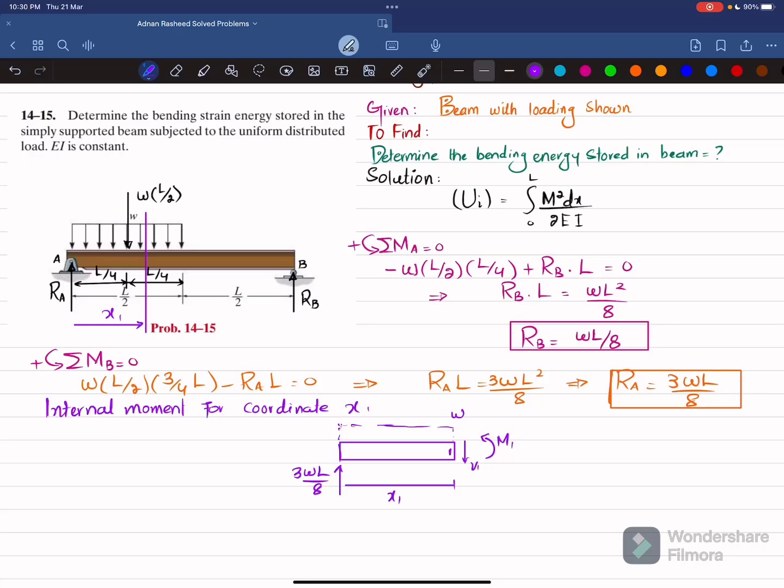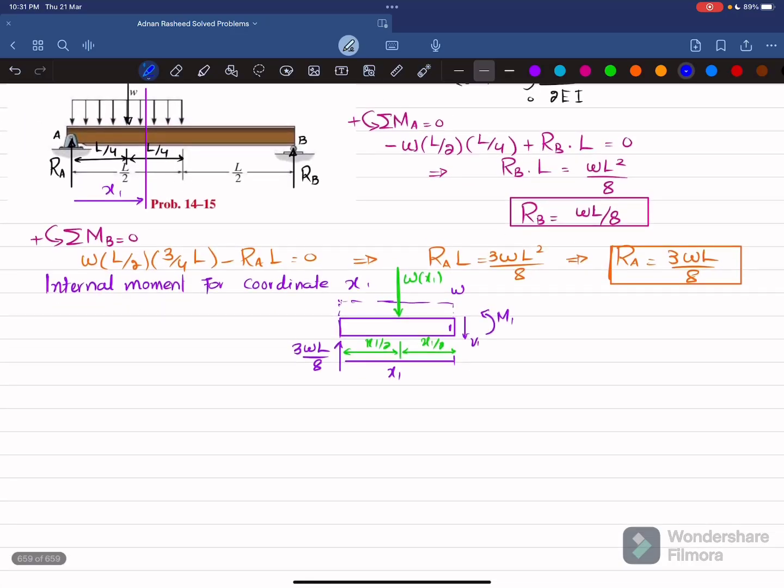Now what we will do is that if you convert this W into point load, it will be W into the length over which it acts, which is X1, and that will be acting at half of X1. So this will be X1 by 2 and this will be also X1 by 2. Now we'll find this moment by using equation of equilibrium. So what will be that equation?